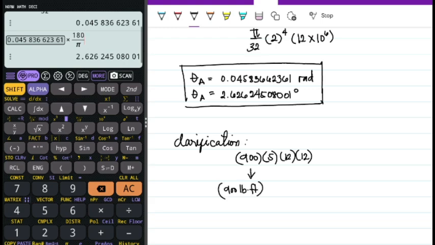Why is it that I multiplied again with 12? It's because, like I said, 900 pound feet and 5 feet. So I have to multiply by 12 twice in order to cancel feet twice. Okay, thank you.